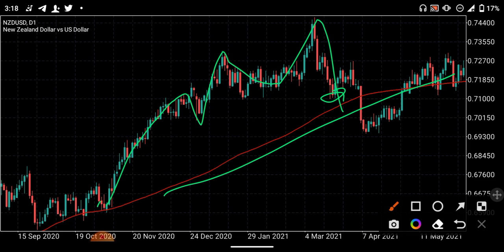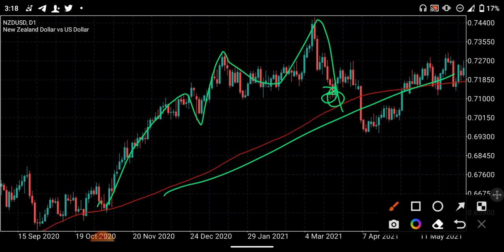You see that this support area here serves as the resistance area. Have you seen it? The support area here turned to become a resistance area here, forcing the market to go down. And as the market went down, what happened?